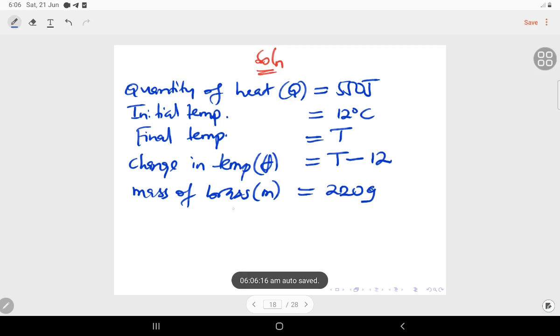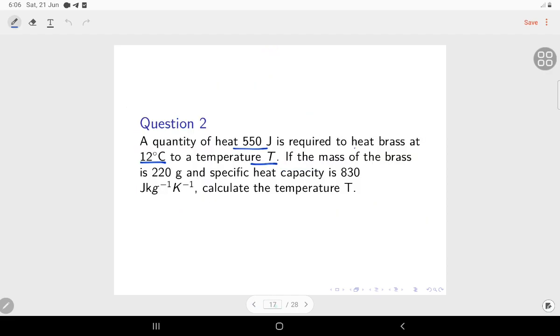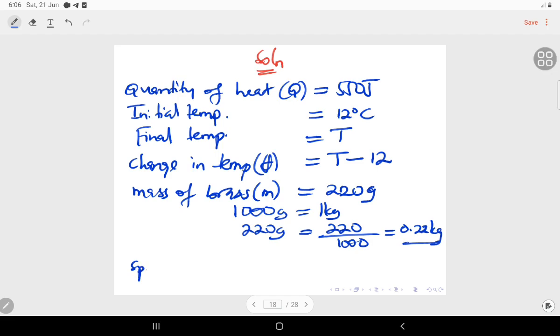We know that 1000 grams gives a kilogram. So 220 grams will give us 220 over 1000, which is 0.22 kilograms. So you divide by 1000. Your mass, this is the one you use. You don't use the 220. Take note of that. And we have been given the specific heat capacity.